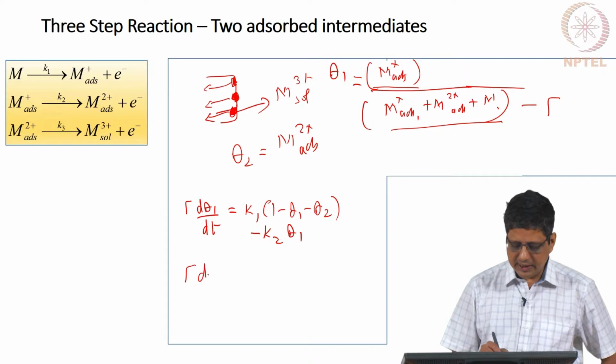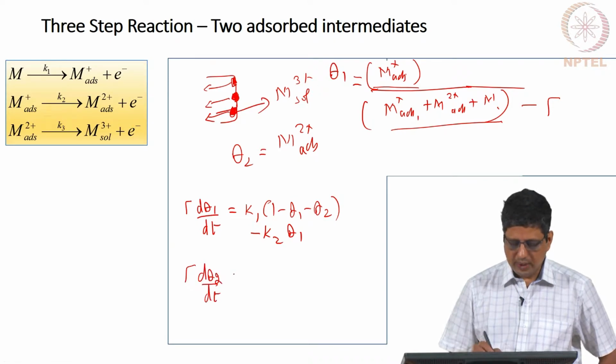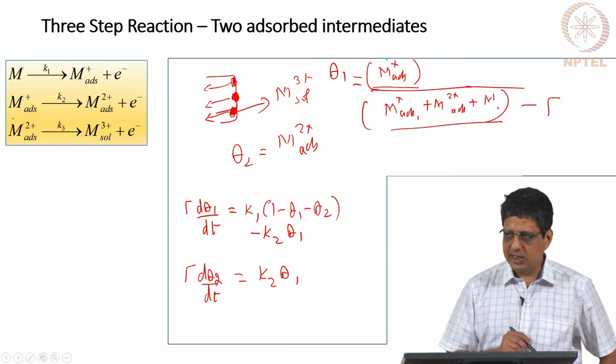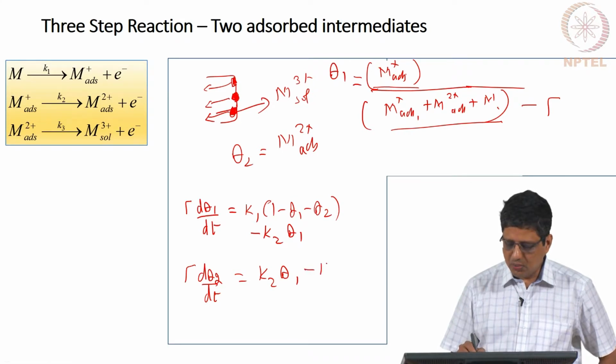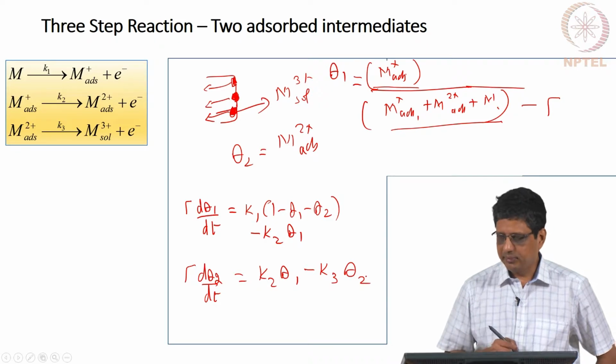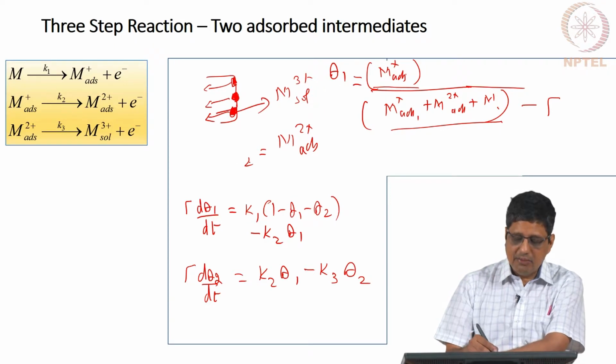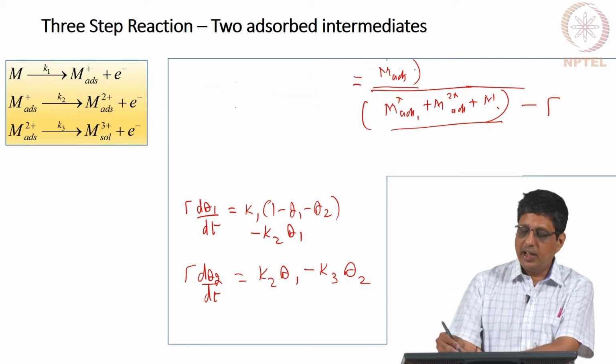For the second species, can we write it? Theta 2, it is formed by the second step, that is K2, and the fractional surface coverage here is given as M adsorbed, and it is consumed by the third step. So, we have written the mass balance equation. Can we write the charge balance equation? Can we write the Faraday current?